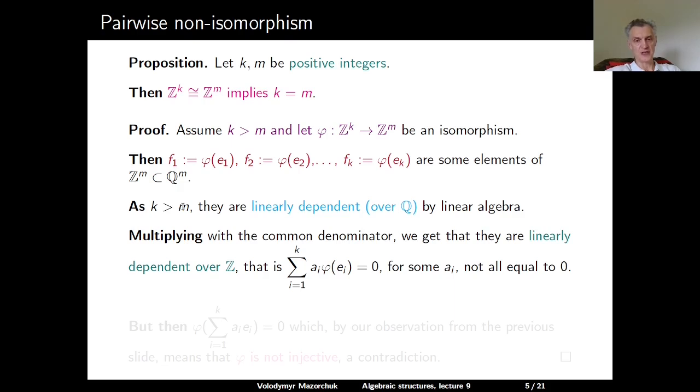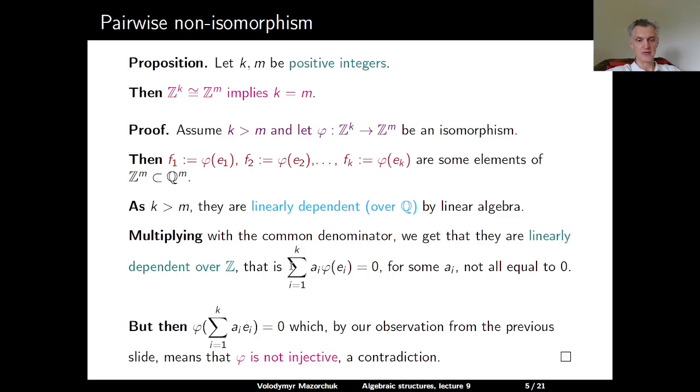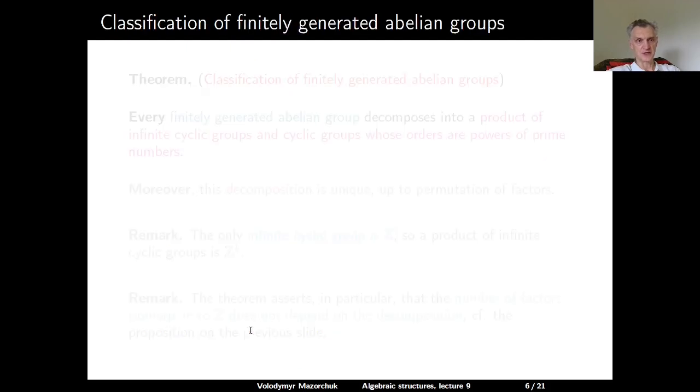So we have a non-trivial linear combination, sum over i from 1 to k of coefficients a_i times phi of e_i, for some coefficients a_i not all equal to 0, and this linear combination is equal to 0. But phi is a homomorphism, so we can move it out and write that phi applied to the element sum for i between 1 and k of a_i e_i, that's an element now in Z^k, so phi of this element is equal to 0. But by the observation from the previous slide, this element sum over i from 1 to k of a_i e_i is a non-zero element of Z^k. But then this means that our phi is not injective. And this leads to a contradiction which proves our proposition.